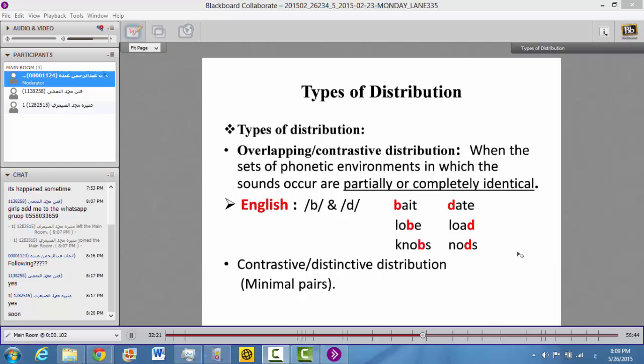Lope and load, nups and knots. All these are minimal pairs. They help you find out if this sound is a phoneme or an allophone. Alright, so we have overlapping, sometimes you call it contrastive, or distinctive distribution.